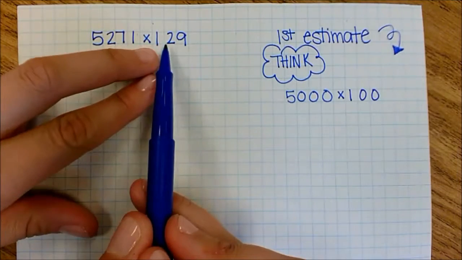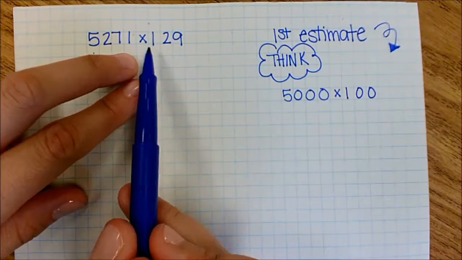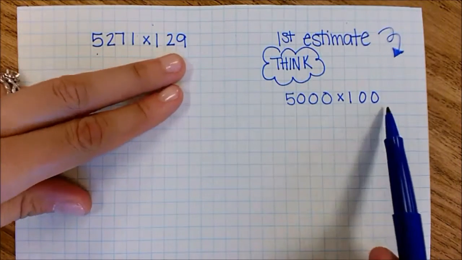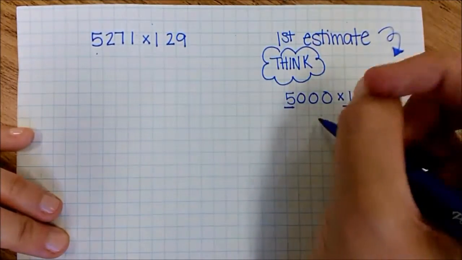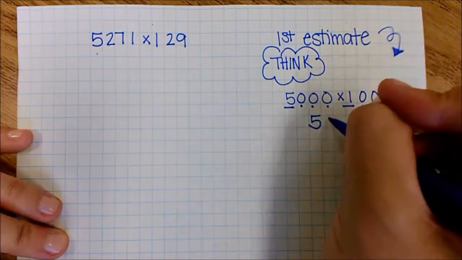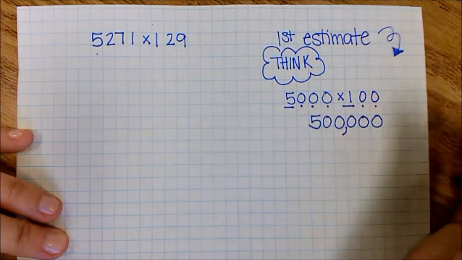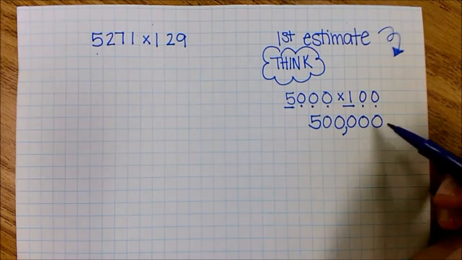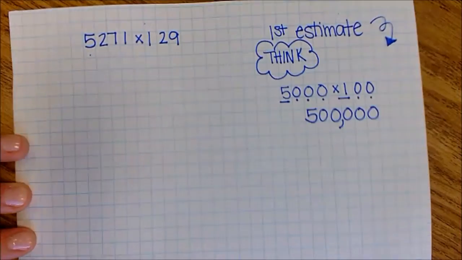Now, look to the 129. This 2 next to this 1 is telling me that I should keep this 1 as it is. So I kept the 1 as it is and took everything else and turned it into a 0. So now I can do 5 times 1 is 5, and I have 1, 2, 3, 4, 5 zeros. I'll put my comma. So I know my actual answer should be pretty close to 500,000, which is my estimated answer. So let's set this problem up the correct way.